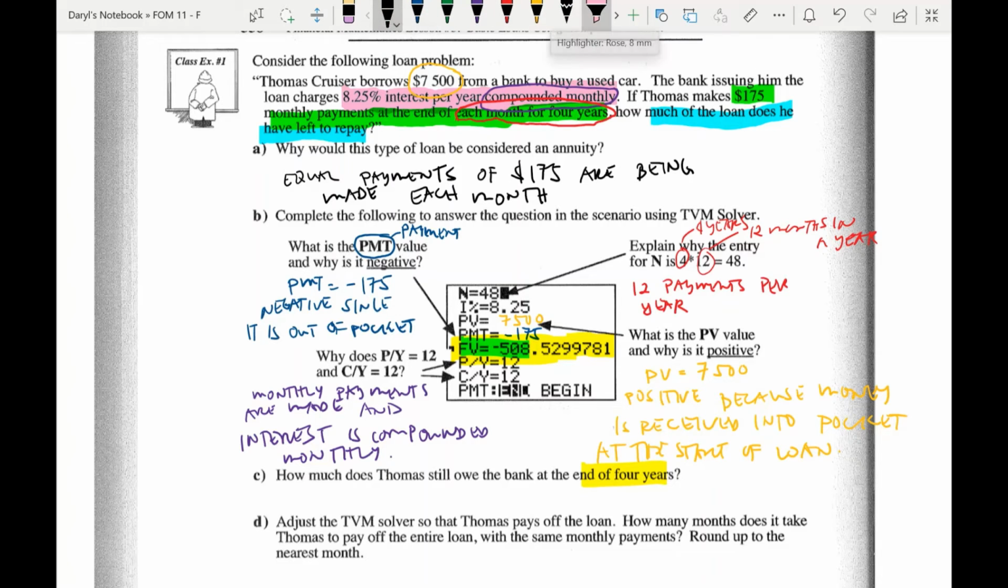So that means that you still have to pay that particular amount. 508.52, rounded off to the nearest cent, would be $508.53. I just disregard the negative sign there, because I know it's something that you still need to pay the bank.